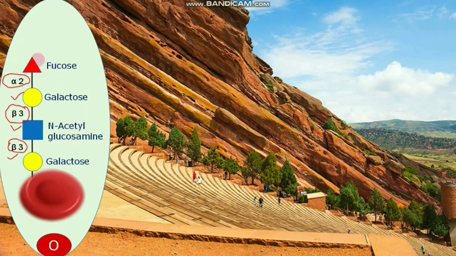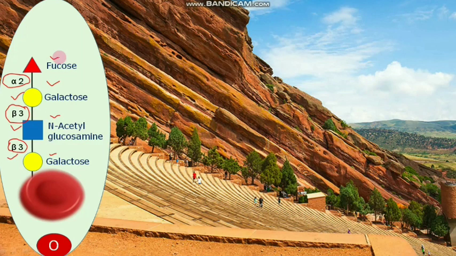So this particular monosaccharide chain, composed of four main monosaccharides starting from the surface of the RBC, galactose, N-acetylglucosamine, galactose and fucose, represents the O antigen, which is normally present on all kinds of RBC among all different blood group individuals or human beings.